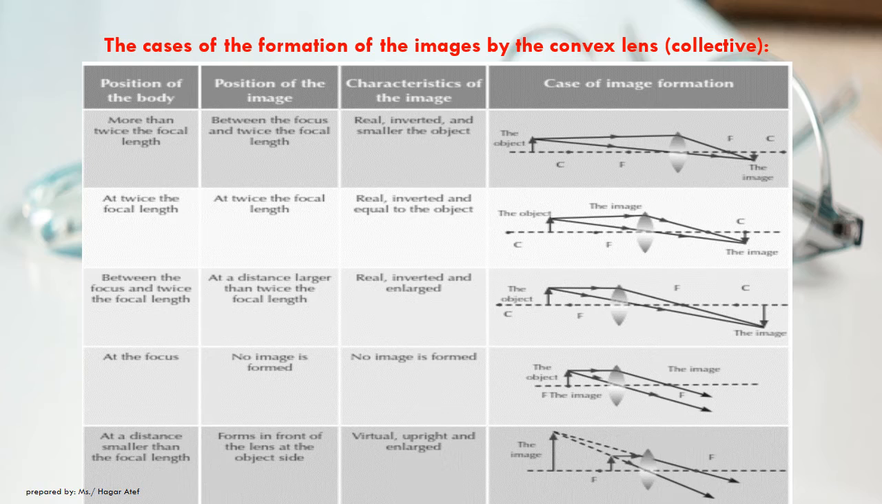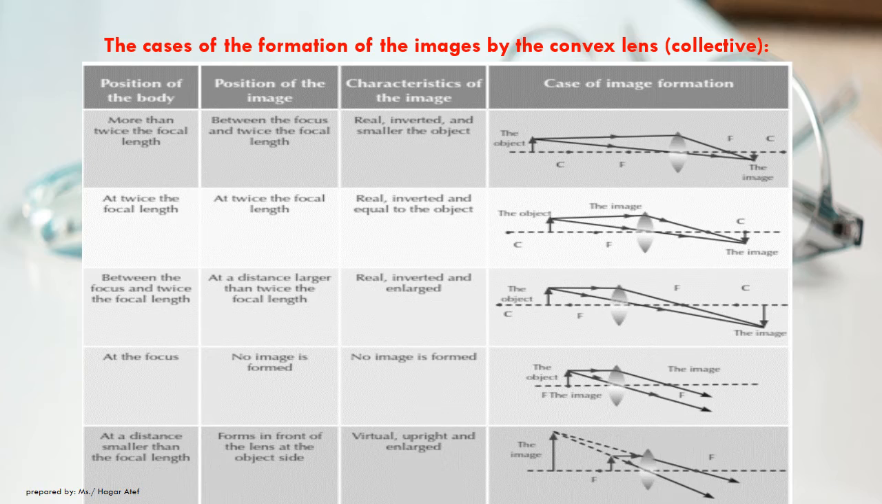The cases of the formation of images by the convex lens. Number 1, when the body is at a distance greater than twice the focal length, the image will be between the focus and twice the focal length, and the properties of the image will be real, inverted, and smaller than the object. Number 2, when the body is at twice the focal length, the image will be at twice the focal length, and the properties of the image will be real, inverted, and equal to the object.